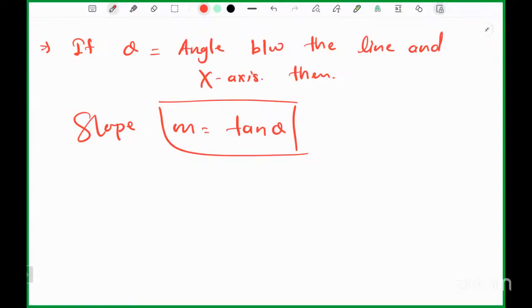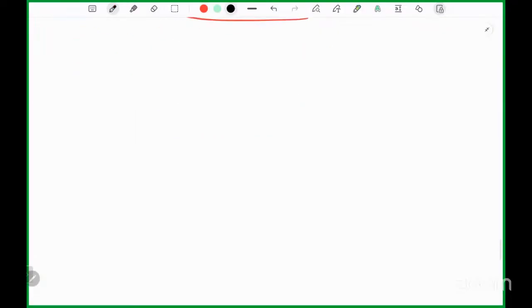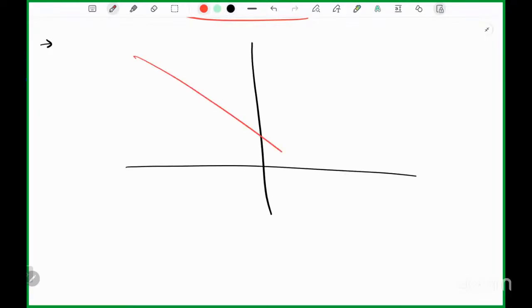Now with respect to slope, we can judge some things. One thing is, suppose you have two perpendicular lines. Perpendicular lines means they intersect at a 90-degree angle. So suppose here we have two perpendicular lines, one is this and another one is this. These are two perpendicular lines at a 90-degree angle. This is L1 and this is L2.